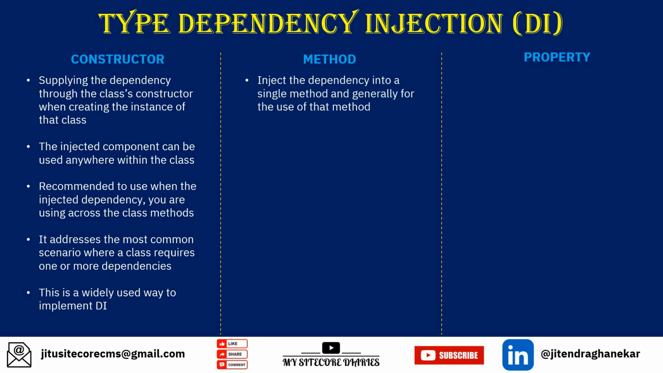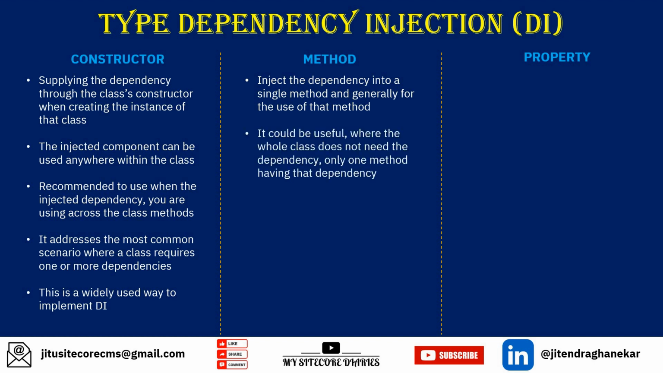Then you have method injection DI. Inject the dependency into a single method, generally for the use of that method. So here, in the constructor, you use the constructor to inject the dependency, whereas in method injection you have a specific method where you can inject the dependency. It could be useful where the whole class does not need the dependency, only one method has that dependency. It is not across the class; you have the dependency only on specific methods. If you want to use it, then you can go for this. This is rarely used, hardly ever.